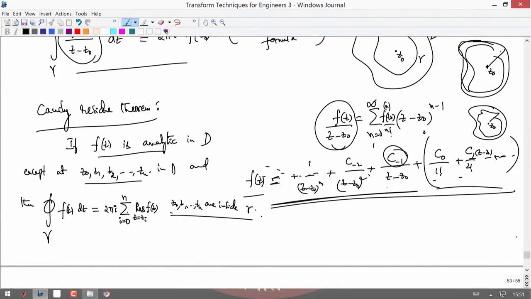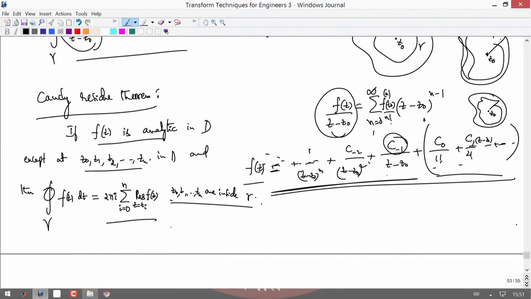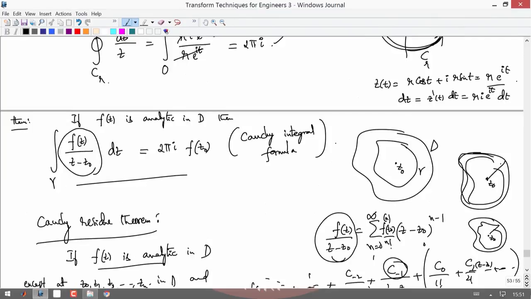Whatever the singular point may be, you can find the residue, even for different kinds of singular points. In most of the examples you see, you may have only poles, simple poles, so you can easily calculate the residues. So the integral over a closed curve, this complex integration, is 2 pi i times the residues of that function. That is exactly what we were talking about in the last video.